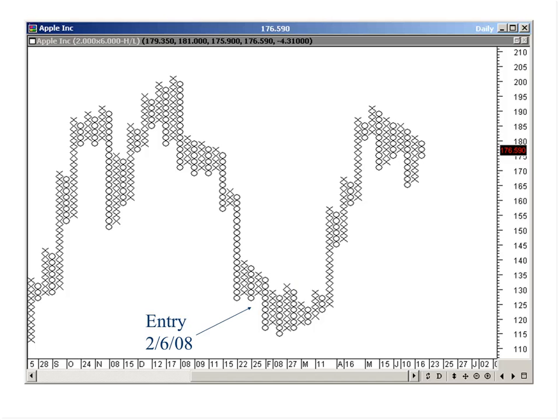So right here was the breakout on 2/6/08. The market went down and up and down, kind of chopped around here. And then eventually we did have this buy signal right here, and that would have gotten us out of this trade about three and a half weeks later or so. So that's an example of us having a loss occur right there.